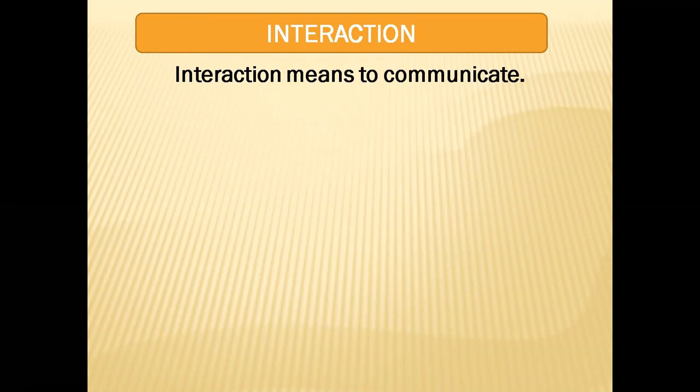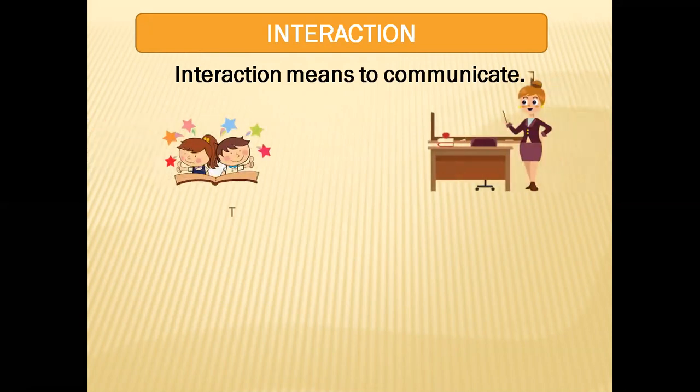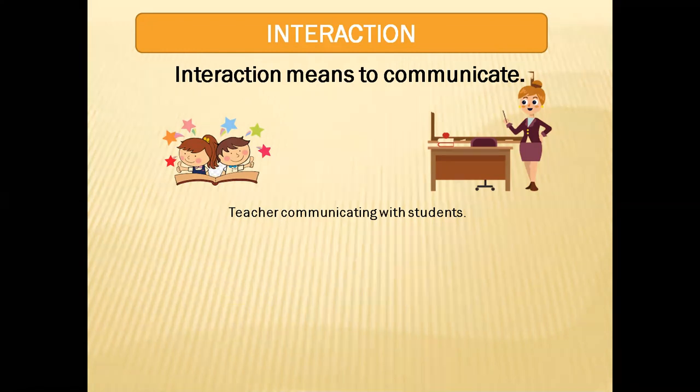What does interaction mean? Interaction means to communicate, to talk to, or to put forward a message. For example, the teacher communicating with the students. How does the teacher communicate with the students? Teacher speaks and students listen. How do students communicate with the teachers? They talk and the teacher listens. This is the way they are interacting with each other.